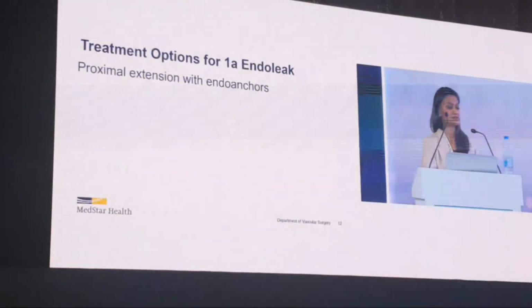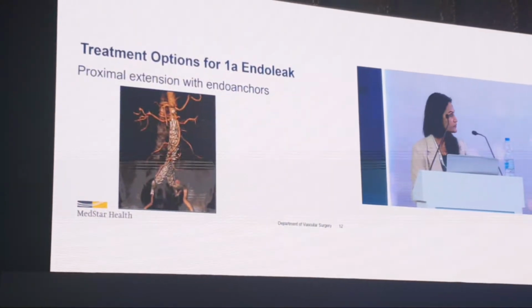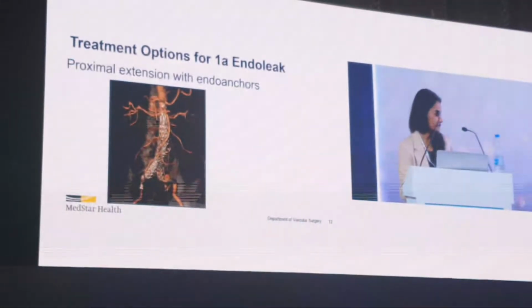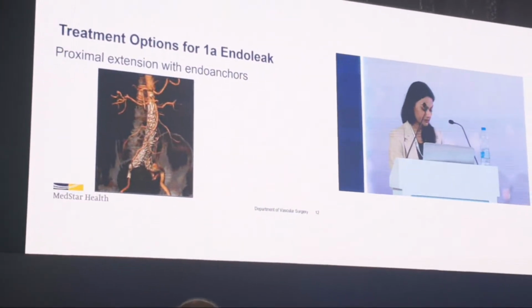One of the other options is proximal extension with the use of endo anchors. So this is a patient, as you can tell here, there is the graft, the fabric of the graft is significantly lower than the lowest renal artery.